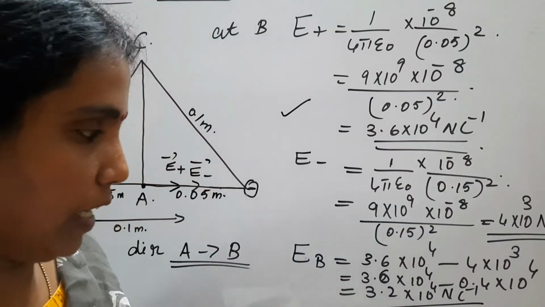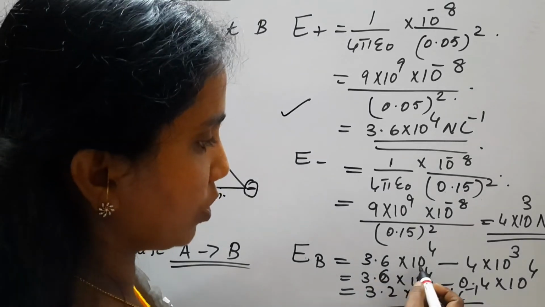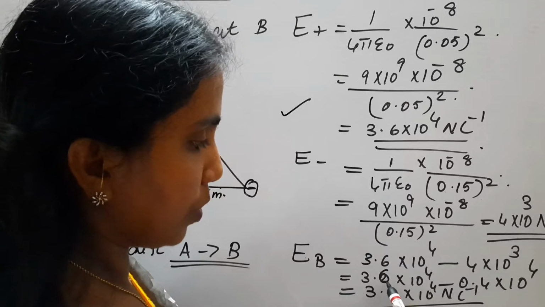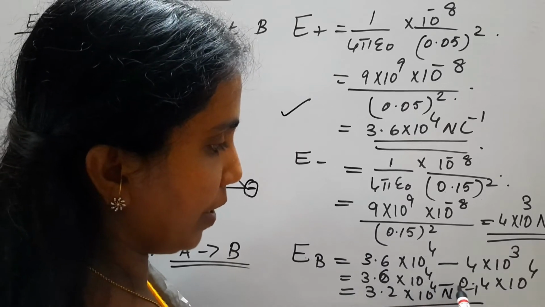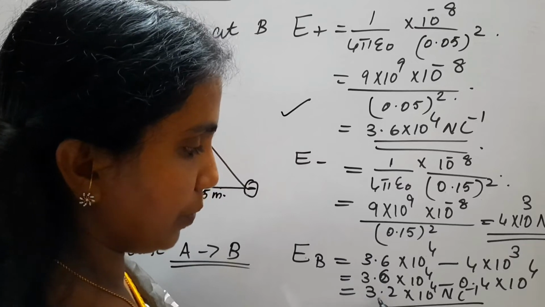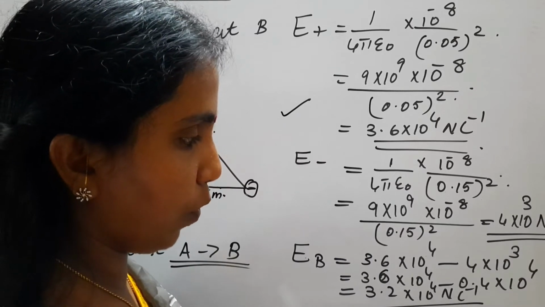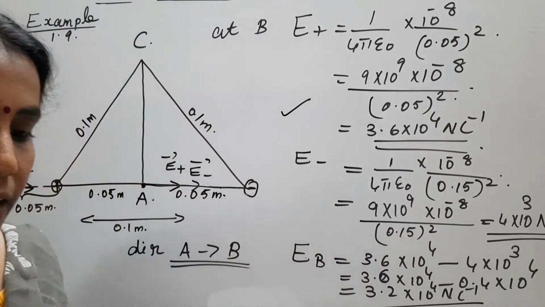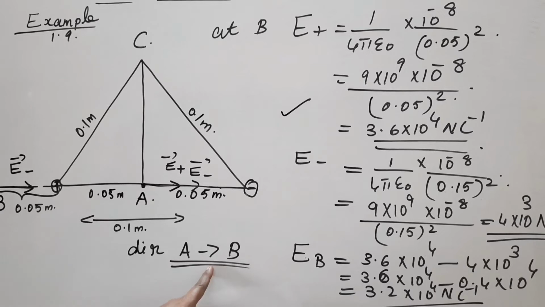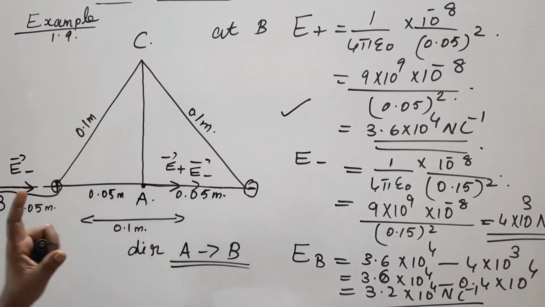So the net field at the point B is 3.6 into 10 raised to 4 minus 4 into 10 raised to 3. So it can be written as 3.6 into 10 raised to 4 minus 0.4 into 10 raised to 4. So we'll get it to be 3.2 into 10 raised to 4 Newton per Coulomb. And its direction is in the direction of E plus, and that direction is the same as A to B. So that is the field at the point B.